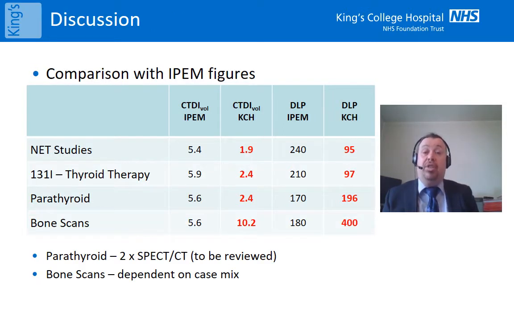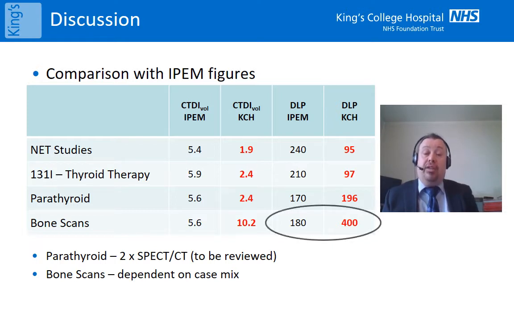Comparing our own values with these national DRLs, it can be seen that neuroendocrine studies and post-therapy I-131 scans are well within those that are recommended. For parathyroid studies, a CTDI DRL is fine, but the DLP is a little higher at 196 compared to the national value of 170 milligray centimeters. This is because our own parathyroid protocol includes two SPECT-CT studies, one at 20 minutes and one at 2 hours post-injection.